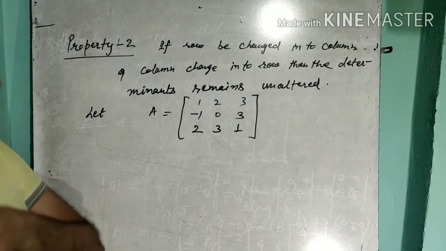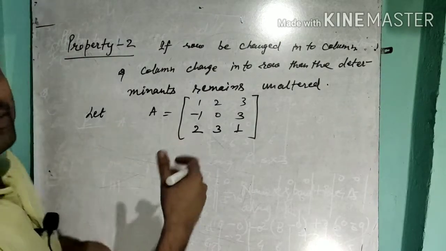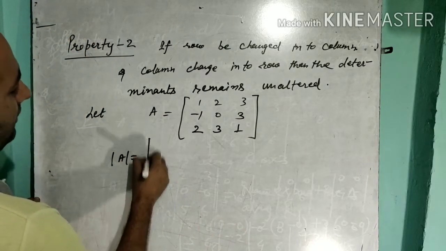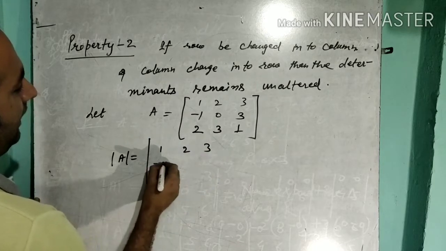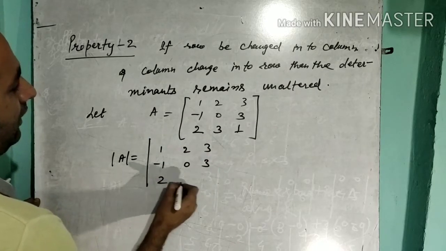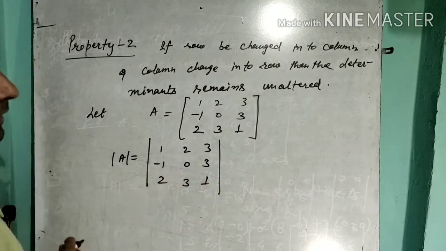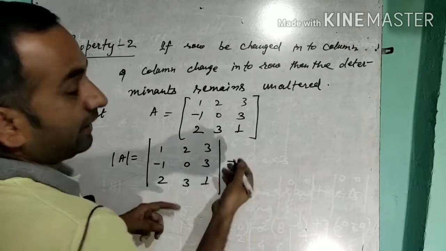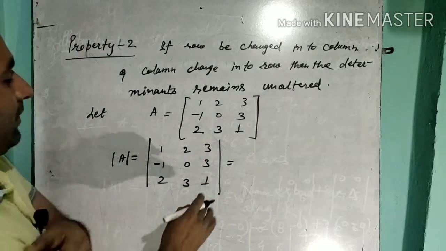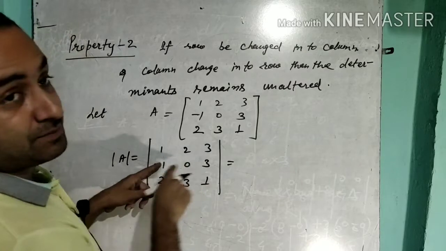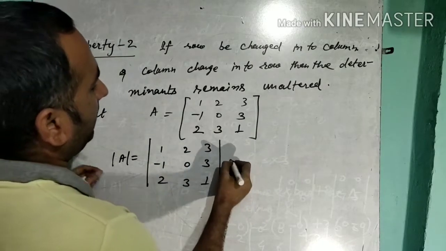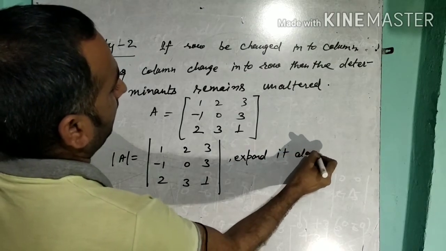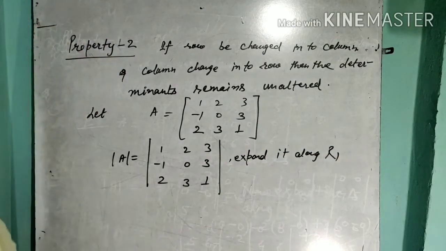So what is the value of determinant A? First we will convert it into the form of a determinant. Determinant of A is 1 2 3, minus 1 0 3, and 2 3 1. So let's find the value of this determinant. I am expanding it along R1.